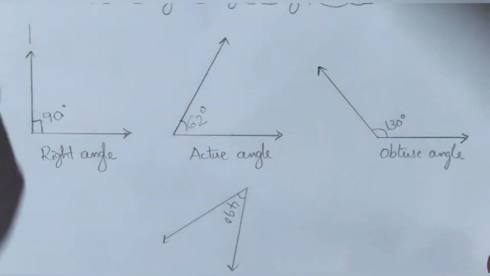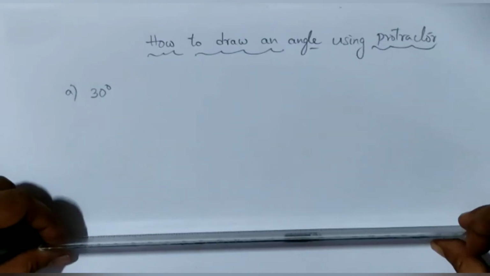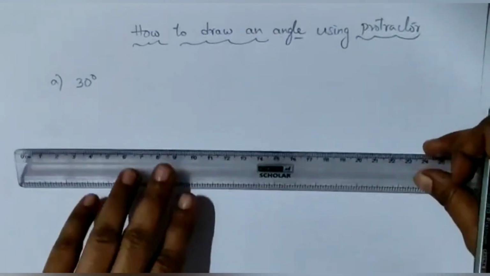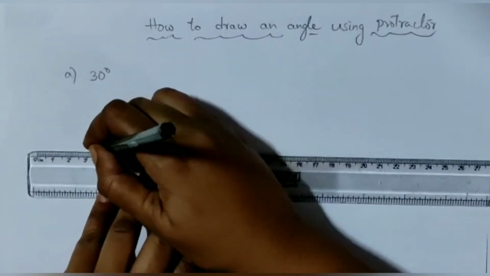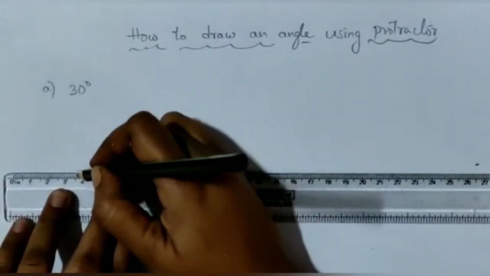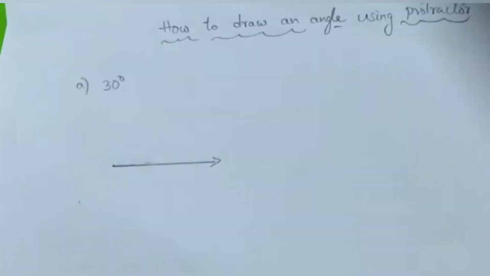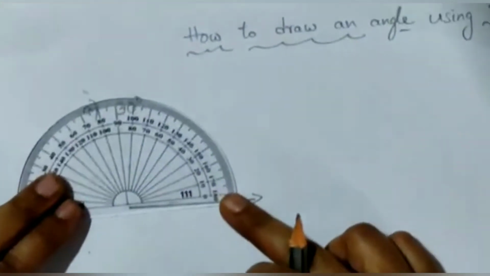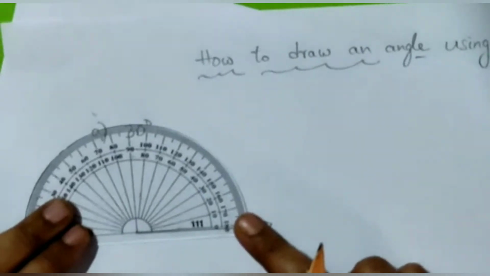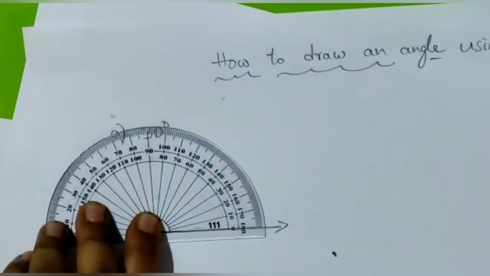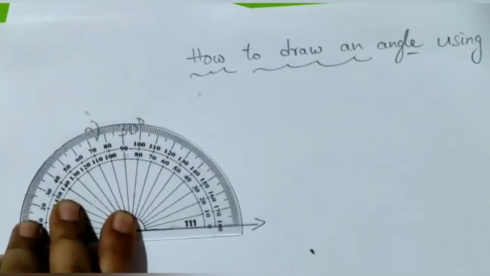Okay. Now how to draw an angle? Let us see how to draw an angle. Now I want to draw an angle of 30 degrees. Now what I have to do is just draw a ray. Let it be the base arm and this is the vertex. Now keep the protractor at the vertex and coincide. The baseline must coincide with the ray. Now how many degrees we want to measure? We want to draw 30 degrees.